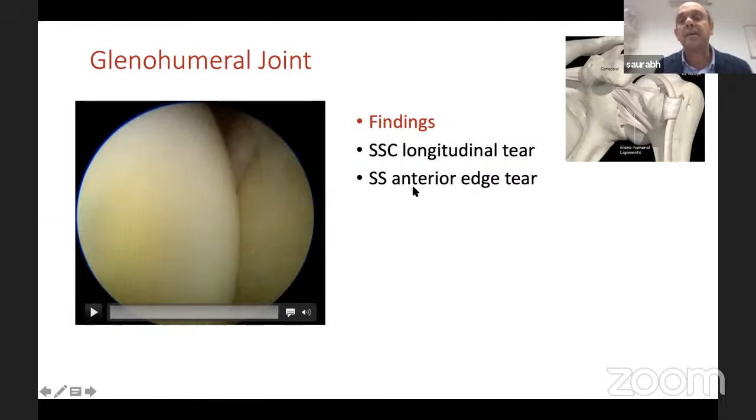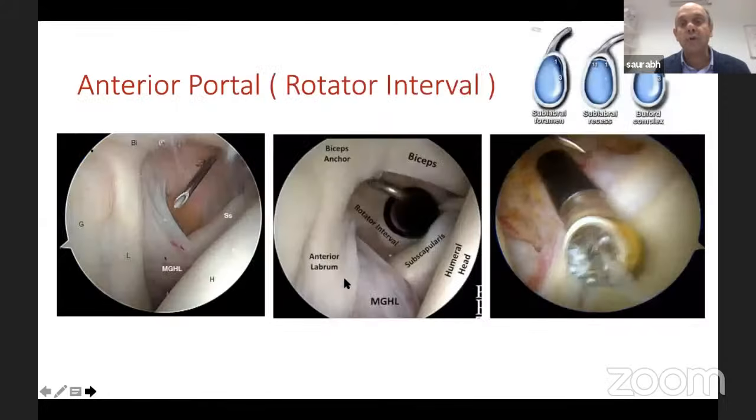So there were 2 findings here. We found a subscap longitudinal tear and a supraspinatus anterior edge tear. However, there was a bit of superior labrum fraying also, which was debrided. So let's still carry on with the glenohumeral joint.